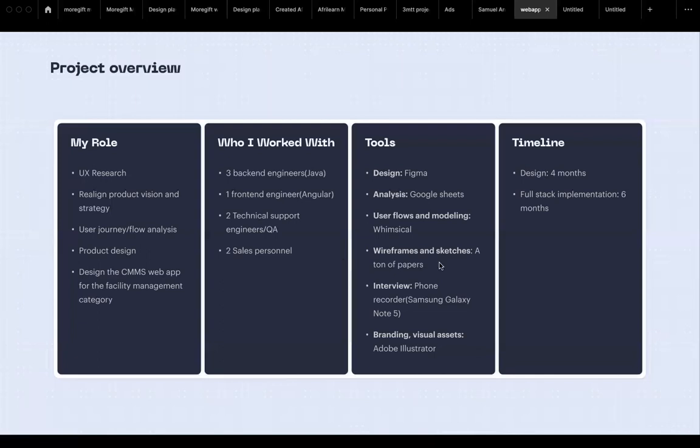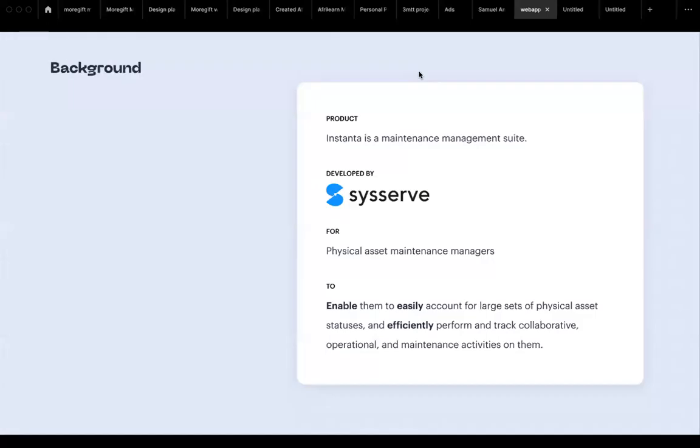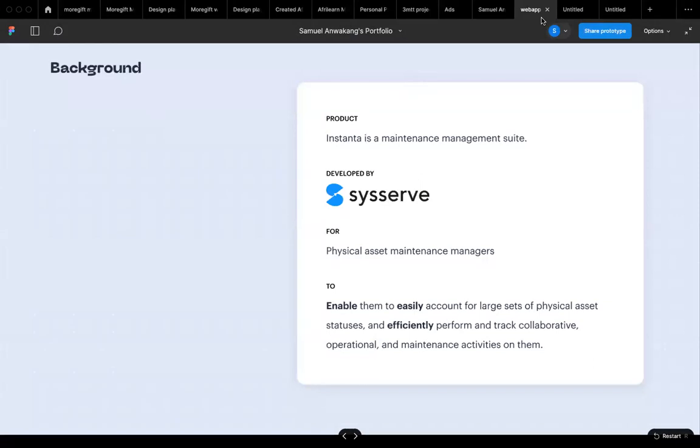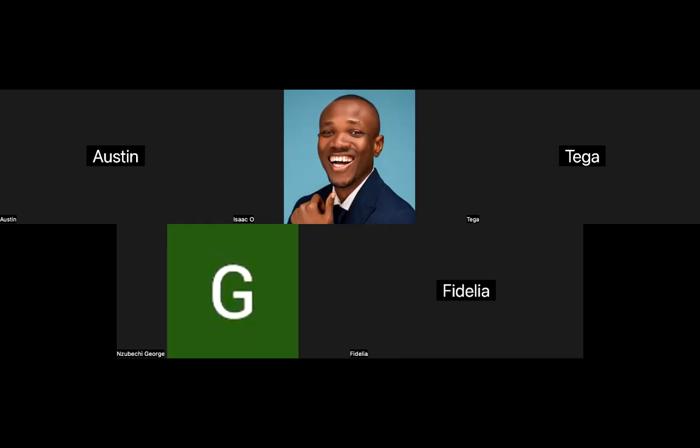Okay, right. Guys, can we indicate our numbers so we can create another group for this particular project? Then maybe we'll drop our emails so we can be added to the project on Figma.